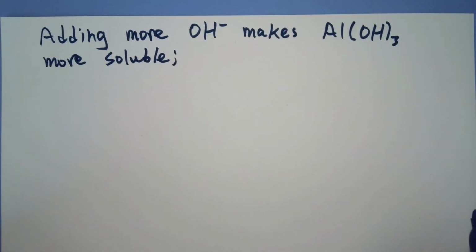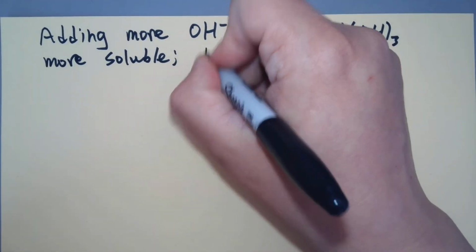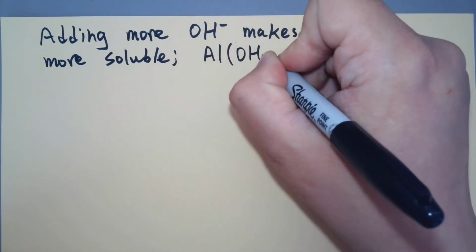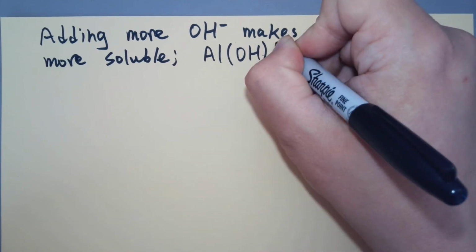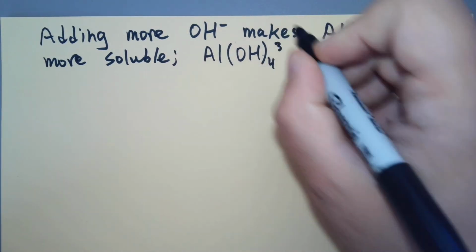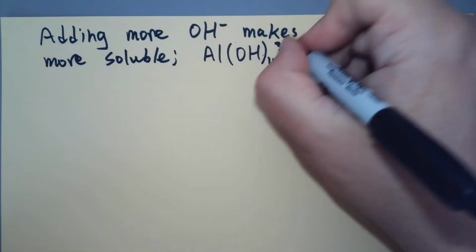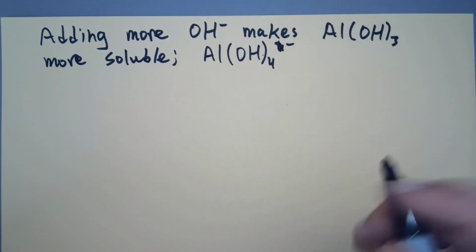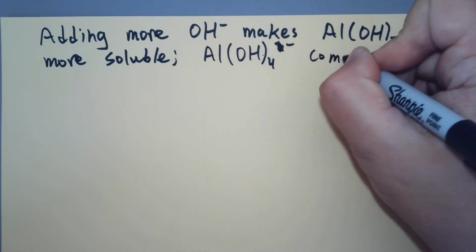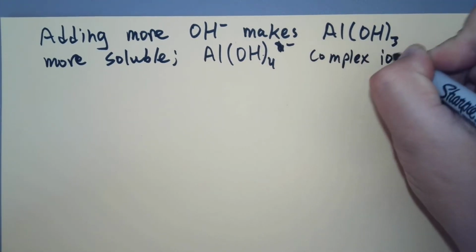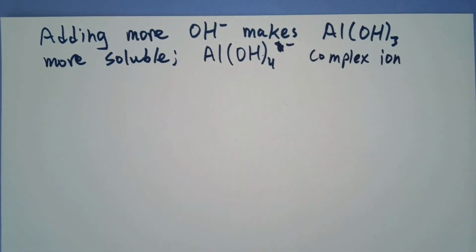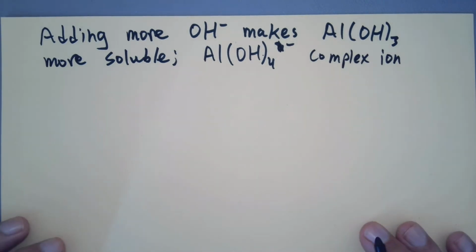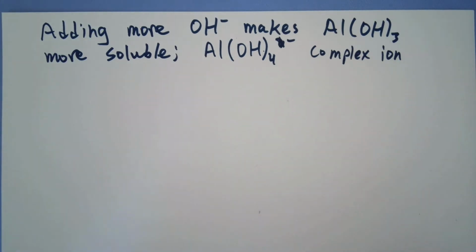There's a missing piece. And that is the Al(OH)4 minus. What would it be? It would be minus, excuse me, an anion, just minus 1, complex ion. And now maybe you're starting to see how the pieces fit together. So again, we have a coupled equilibrium system.